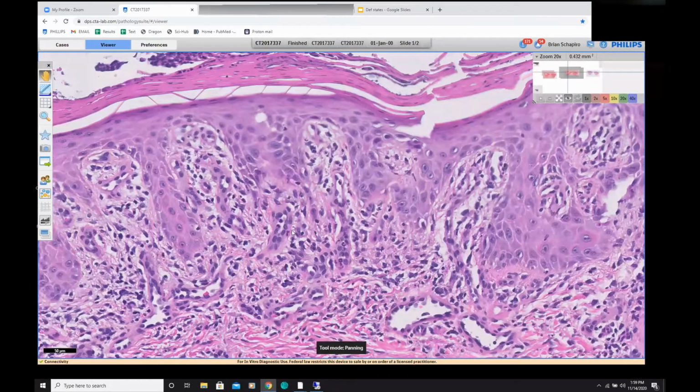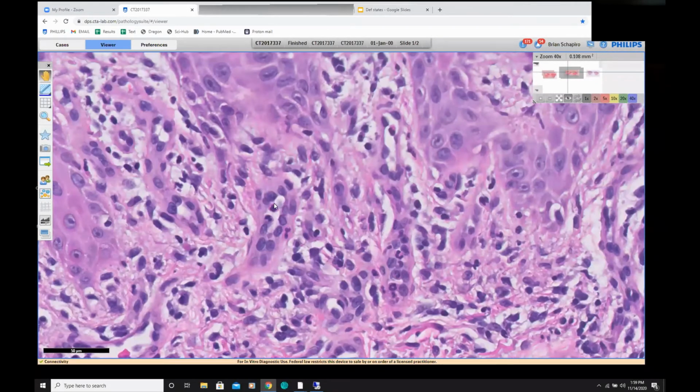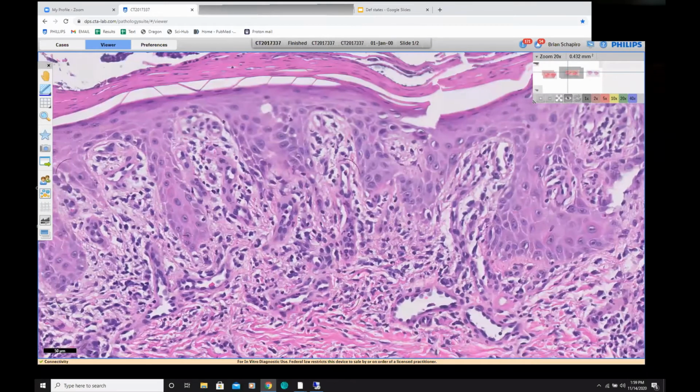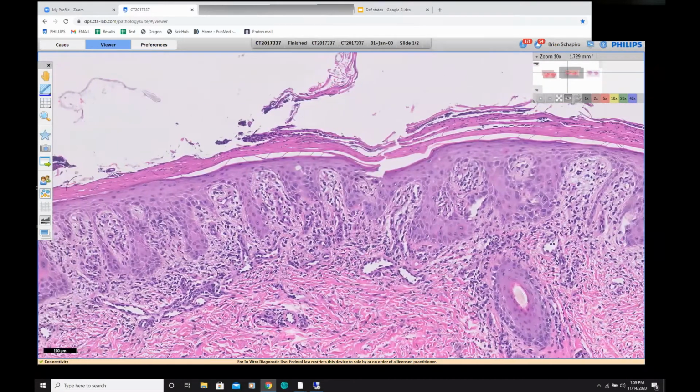When you look carefully in the infiltrate, you see there are some neutrophils as well. Here's the multi-lobed neutrophil. So that's another clue to the diagnosis.